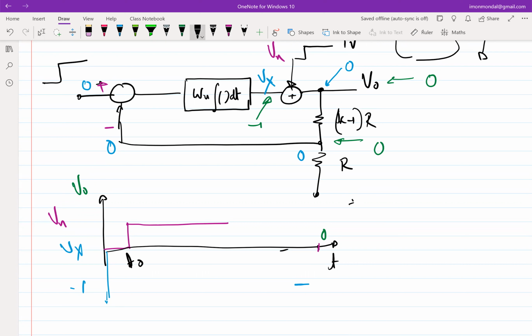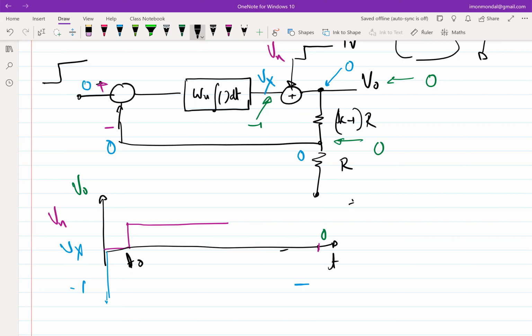How will Vx, what will be the starting point of Vx at time t equal to t naught? I know that it will end up at -1, but at time t equal to t naught, what will be Vx when I just hit it with the ramp? It will be 0. Why will it be 0?